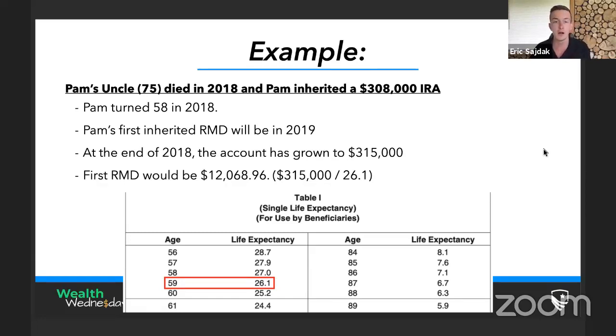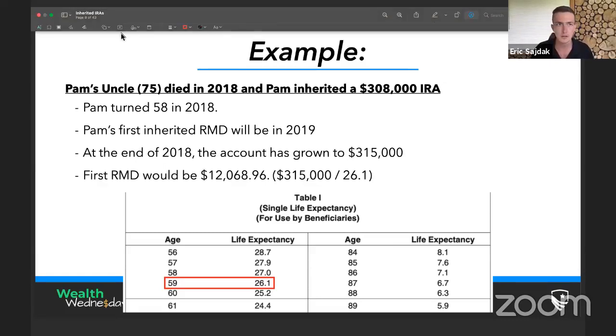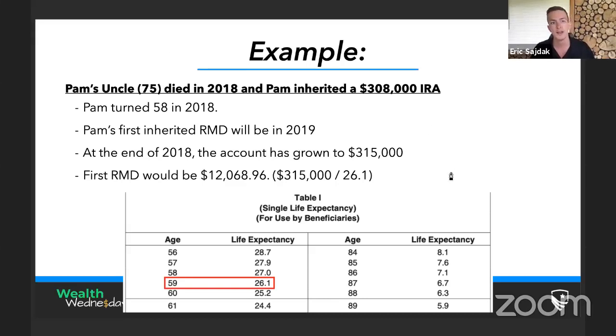Her first inherited RMD will be in 2019. Because again, if he passed away in 2018, it's the following year that she now has to take that RMD for the inherited RMD, okay? So at the end of 2018, let's say the account grew from 308,000 to 315,000. Well, when Pam has to take her first RMD in 2019, she's going to be 59 years old. Okay, and let me just get out my drawing tool because I'm sure I'm going to have to use that at some point. She's going to be 59 in 2019. So you download or look at the single life expectancy table. Again, you can find this on the IRS's website.